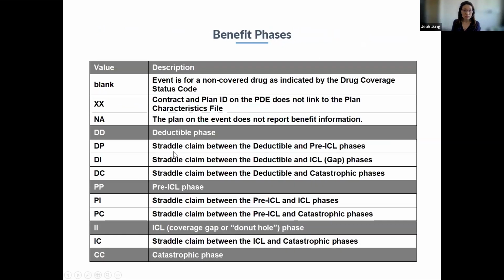Looking at this one, you can see these are all the values of the benefit phase variable. Some are just non-available information. DD started with a deductible and ends with a deductible, so it's a deductible phase. DP is where the claim started with a deductible, but by filling that prescription, during that event, the beneficiary hit the pre-ICL. And DI is between deductible and ICL. CC is all catastrophic coverage. IC is between the ICL, the initial coverage limit, and the catastrophic phases.